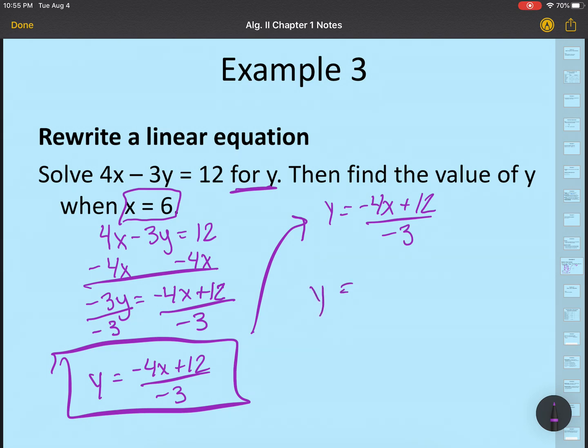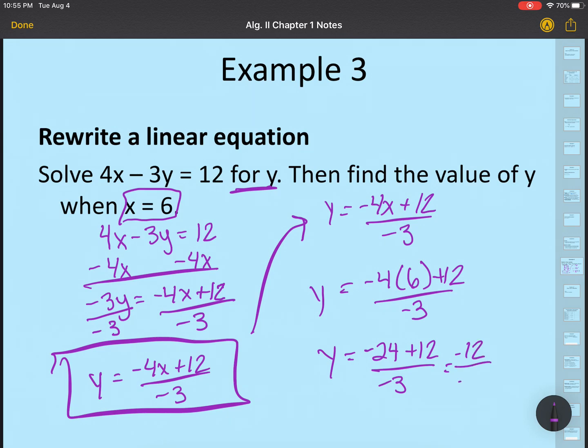They told me x is 6. Let me plug that in for x. Okay, so negative 4 times 6 is negative 24, plus 12 over negative 3. Well, negative 24 plus 12 is negative 12, divided by negative 3. That is positive 4. So y equals positive 4.